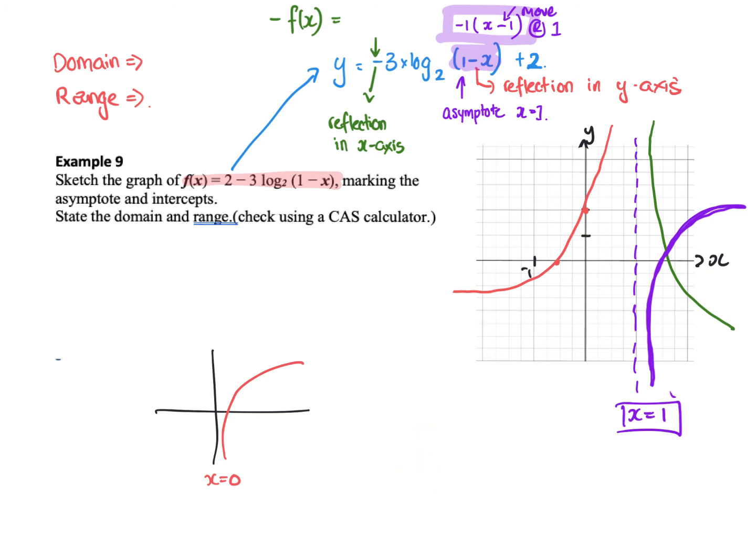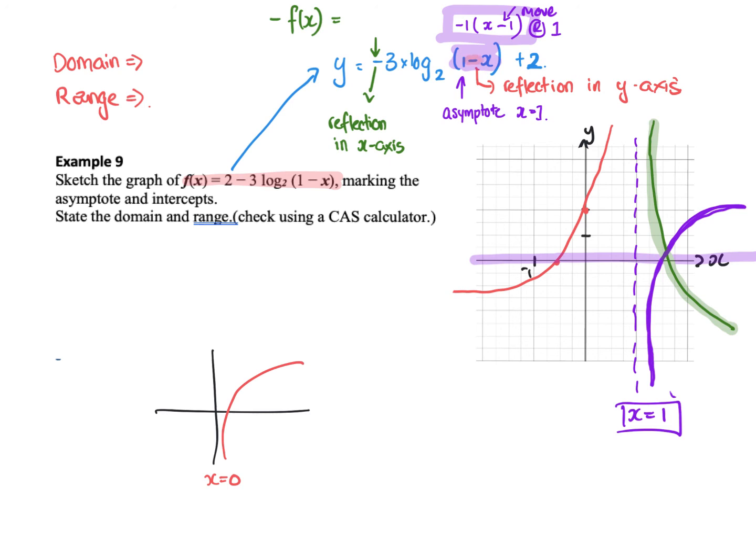So say this purple line was the basic one. See how, if I pretend the x-axis was a mirror, the green one comes about? Yes? So I've reflected that there. So that's the first reflection. When you make the whole thing negative at the front, you reflect in the x-axis.